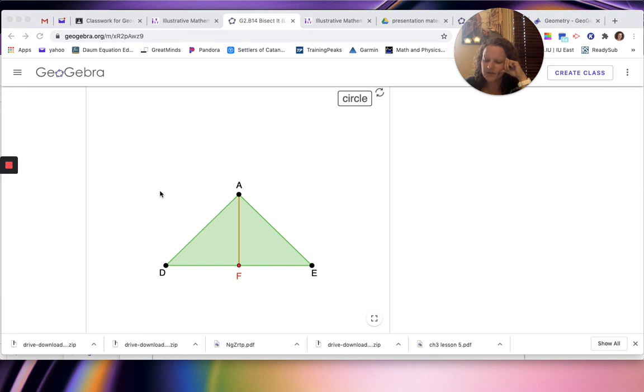So let's see. If I told you segment FA was a line of symmetry of this triangle, what else can you tell me about that line? It's a perpendicular bisector of DE. Okay, if this is a line of symmetry, that means that's going to go over there. I could fold it in half. This triangle and this triangle are congruent. F is the midpoint of DE. You could also say that. That's true.